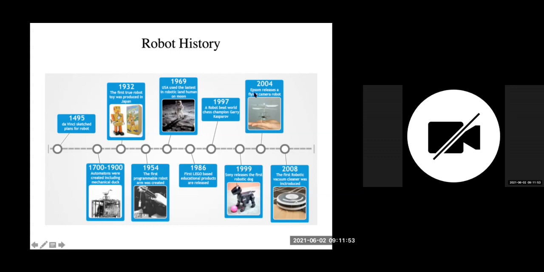In 2004, Epson released a flying camera robot. That's a pretty cool one, right? It's pretty small in size. In 2008, the first robotic vacuum cleaner was introduced. I don't know the brand. Recently, there are a lot more activities, from Tesla's autonomous car to Boston Dynamics. If you know, they are designing humanoid robots that can jump and are pretty stable.